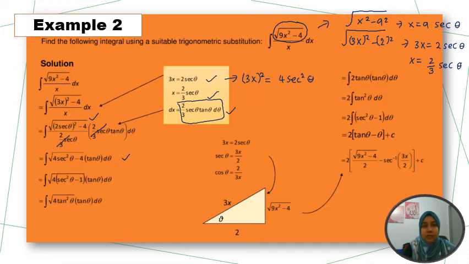If you look at this function, you have to factorize it. So you will get 4 times secant squared theta minus 1. This form. Then we can't integrate this function directly, so we have to modify it. We have to use the trigonometric identity.